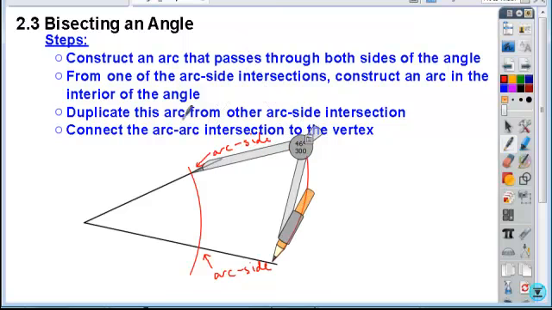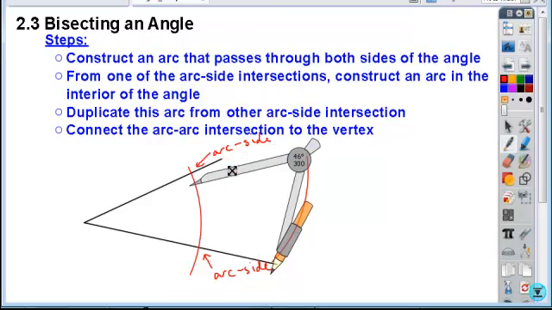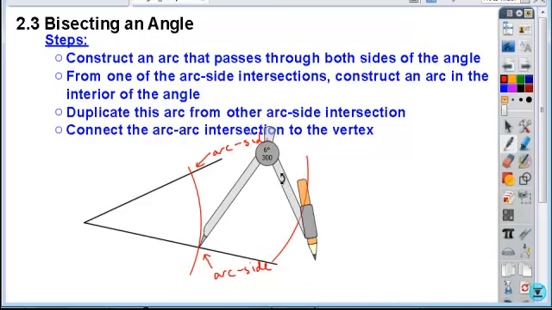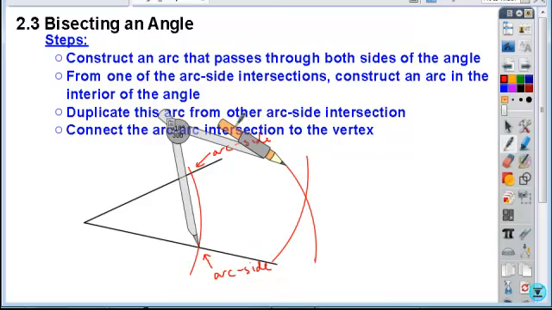And then your next step is to duplicate this arc. So keeping the compass measure, again, the exact same, place the compass tip on the other arc side intersection and repeat the step. Construct an arc in the interior of your original angle until you find the intersection of those arcs. So the arc-arc intersection.